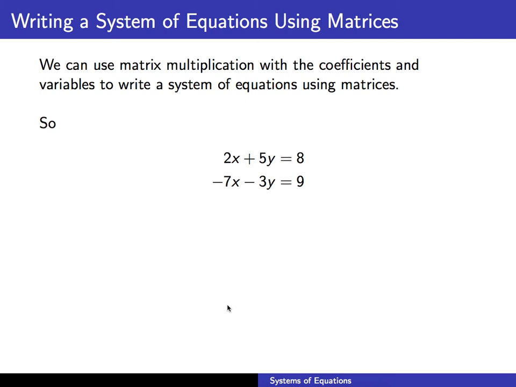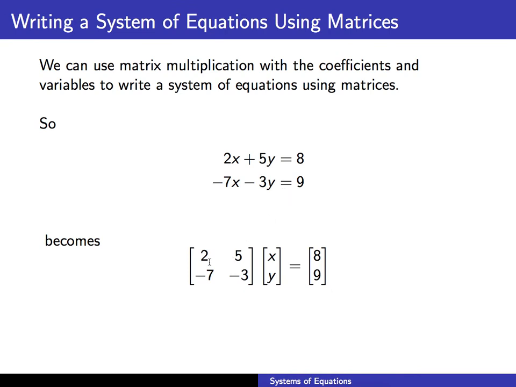So that first example of 2x plus 5y equals 8 and -7x minus 3y equals 9 becomes the matrix, a 2 by 2 matrix with 2 and 5 in the first row, and then -7 and -3 in the second row. And then we multiply that by a 2 by 1 matrix with an x in the first row and a y in the second row. And that's going to equal a 2 by 1 matrix with an 8 in the first row and a 9 in the second.